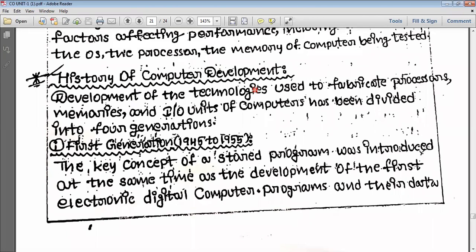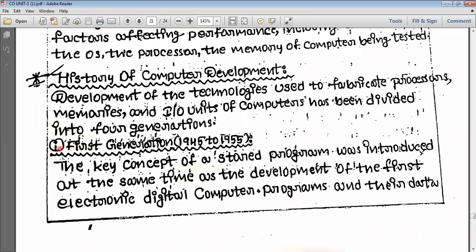In this history of computer development, we have first generation computers, second generation computers, third generation, and fourth generation. The first generation is from 1945 to 1955. The second generation is from 1955 to 1965. The third generation is from 1965 to 1975. The fourth generation is from 1975 to present.